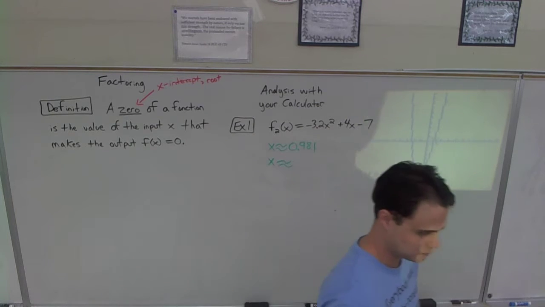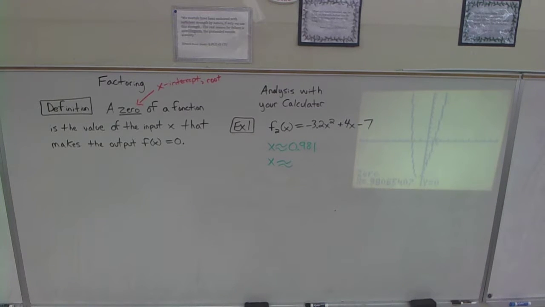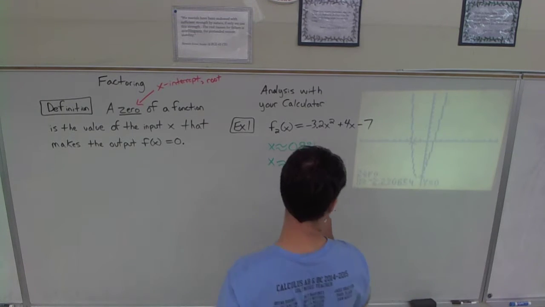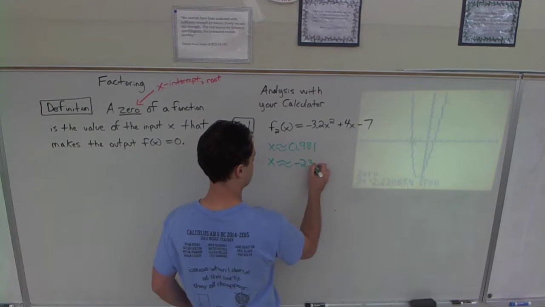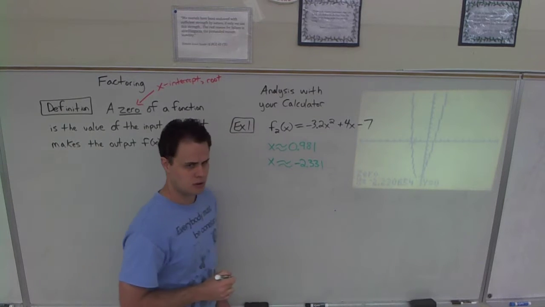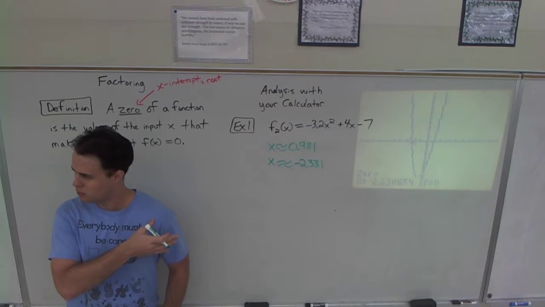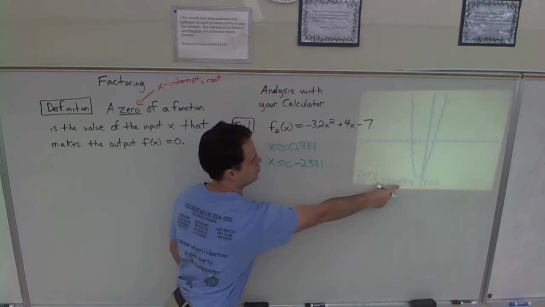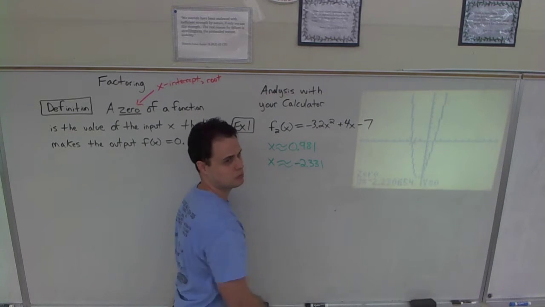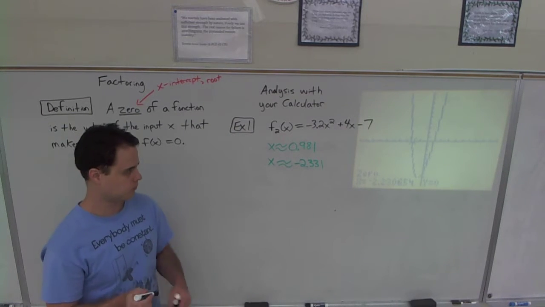Let's get the other one. Second, calculate 0. Now I'm going to go on this side, on the left, and on the right. And about right there. So the other one for this guy is -2.331. You guys understand my rounding there, right? That's 5 or more, so I kicked it up, okay?